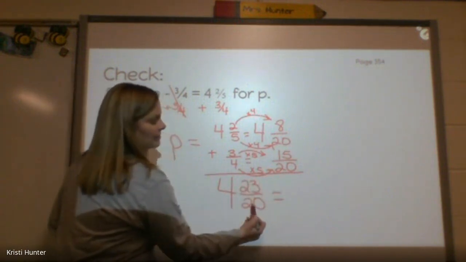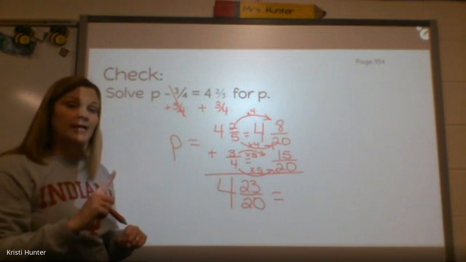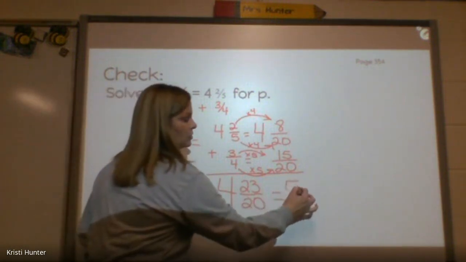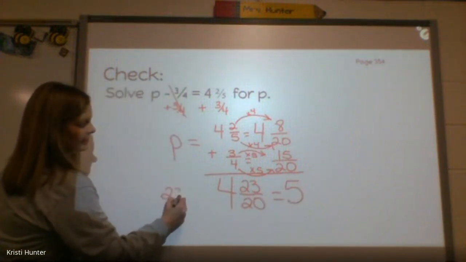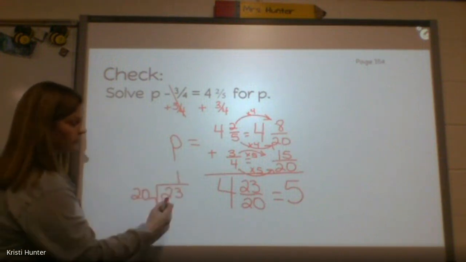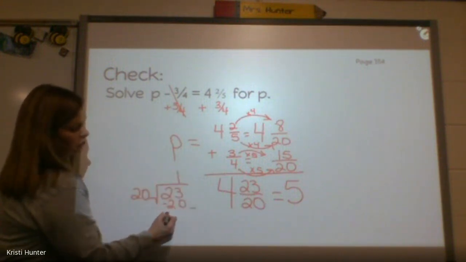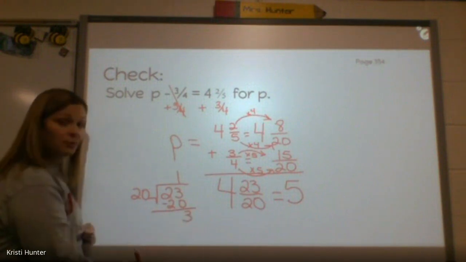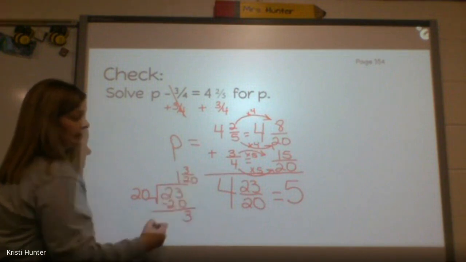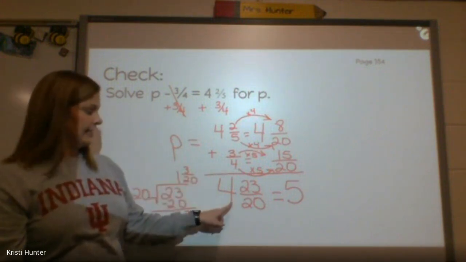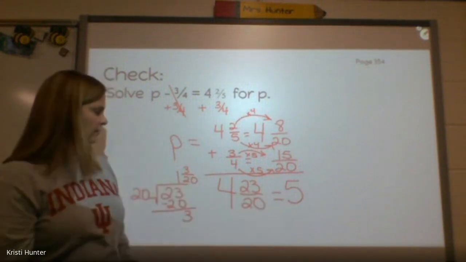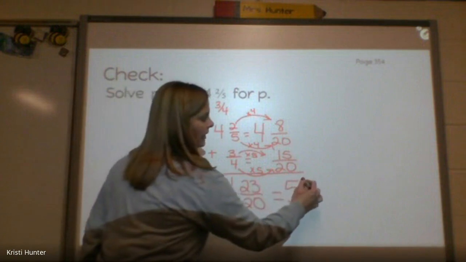So I can get 20 into 23 one whole time, which is going to change my 4 to a 5. What I did is I took 23 and divided it by 20, and it went one whole time, which was just 20. And it left me with 3. So I have 1 3/20. That 1 gets added onto my whole number, which is 4. That became a 5, and left over is 3/20.